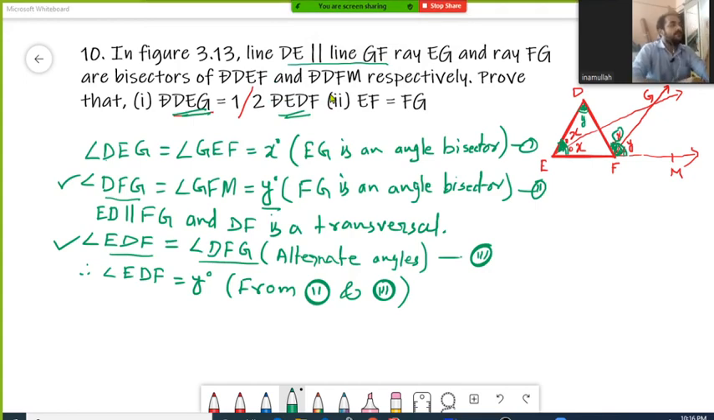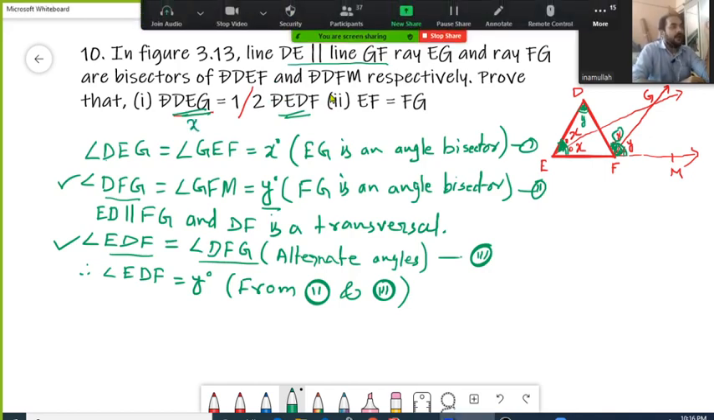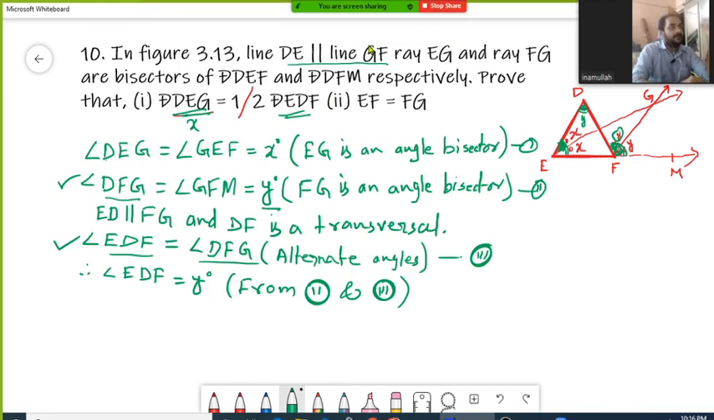So this will be proved because DEG is actually x according to our assumption, and EDF is equal with y. So if I'll prove that x is half of y, this can be done. So I'll consider this as equation number 4, where we say EDF is of y.